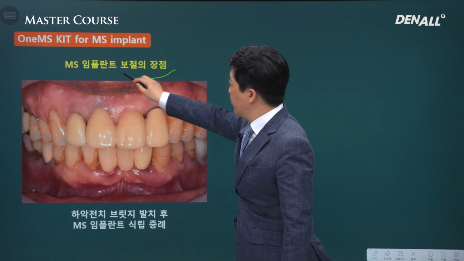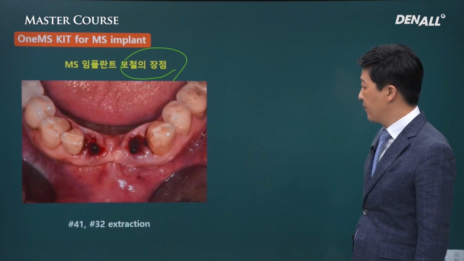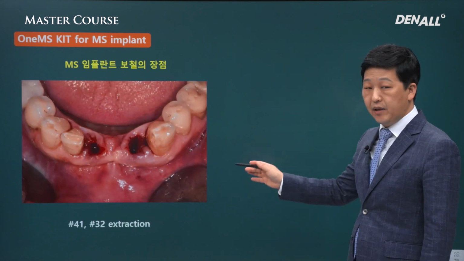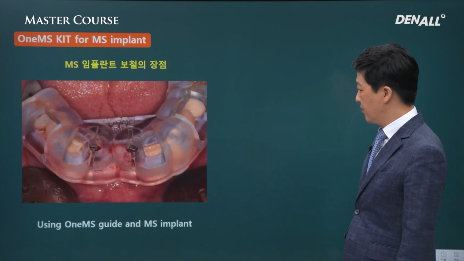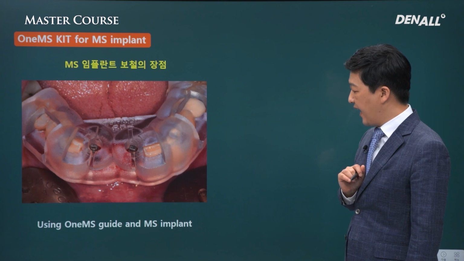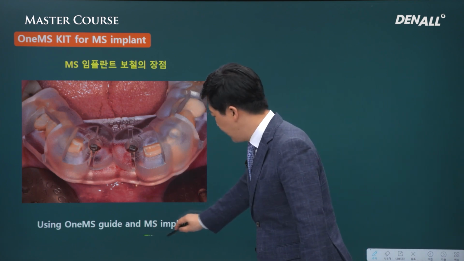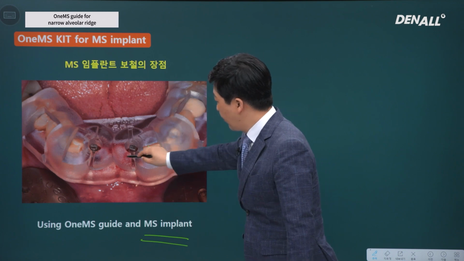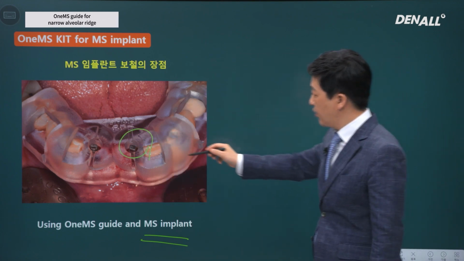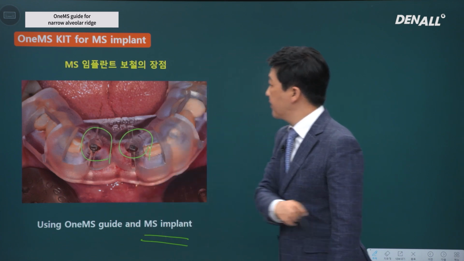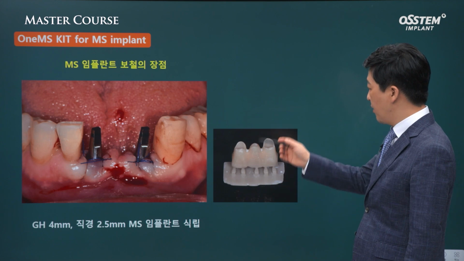I want to talk about the benefit of MS implant prosthesis. As shown, number 41 and 31 were extracted. OneMS guide was used to place 2 MS implants in the planned area. They were accurately placed in the determined area. It was placed like this.